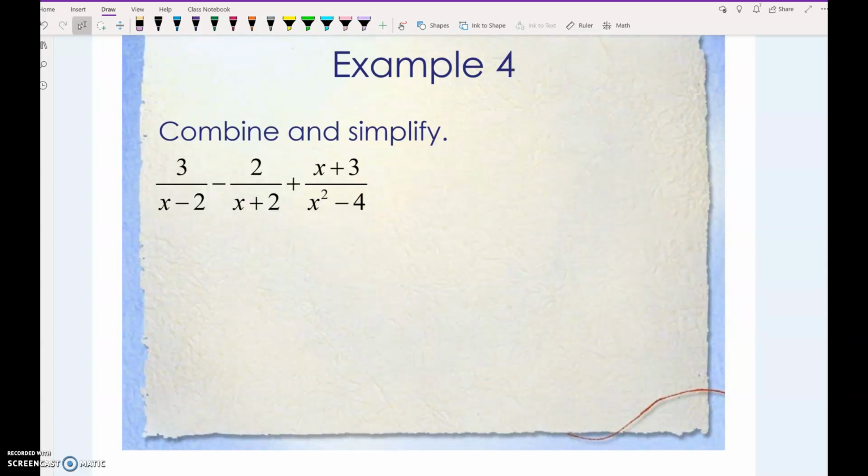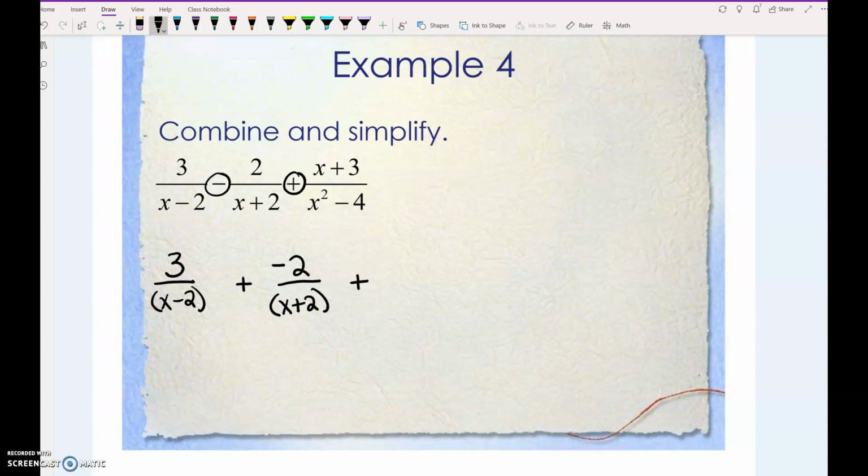Example 4 looks more difficult because it's 3 fractions, but I'll tell you right now it's really not any more difficult. x minus 2, we can't factor anymore, so that's just x minus 2. What do I do with this subtraction? Make it plus a negative 2 over. We can't factor x plus 2 anymore. Finally, there's addition between two fractions. We've got x plus 3 on the top. I'm going to put parentheses around that just in case we have to multiply something up there.